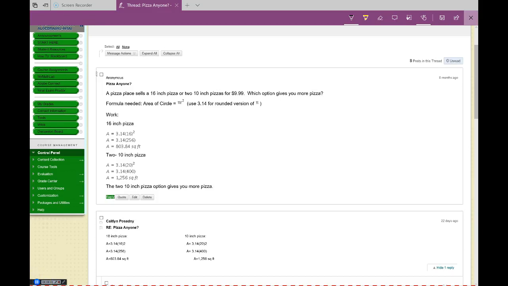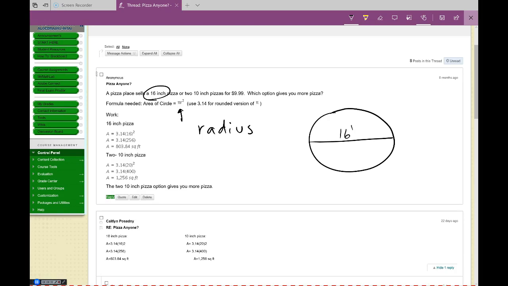All right, I just want to show you or explain to you the errors for your discussion board for week 3. So this first one, this pizza anyone, there were technically a couple of mistakes there. The first mistake is, remember the R in the formula is the radius. When you go to buy a 16-inch pizza, that means the pizza is 16 inches this way. So in order to do that, you would have to do half of that. So this should be an 8.